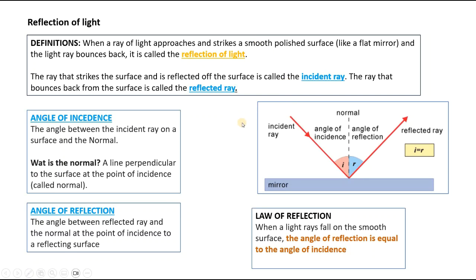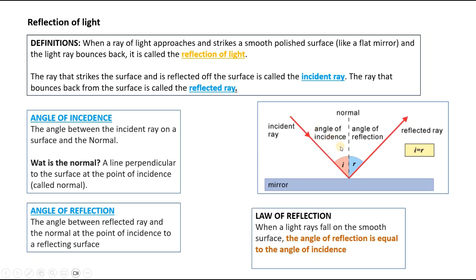Different terminologies that you need to know when it comes to reflection of light. Firstly, when you look at the picture here, there's a red beam of light that moves in and strikes the surface. We call that the incident ray. And then when it strikes the surface and bounces off and moves away, we call it the reflected ray. So this is the incident ray, that is the reflected ray, and the reflection actually takes place at this point here on the surface of this polished mirror-like surface.